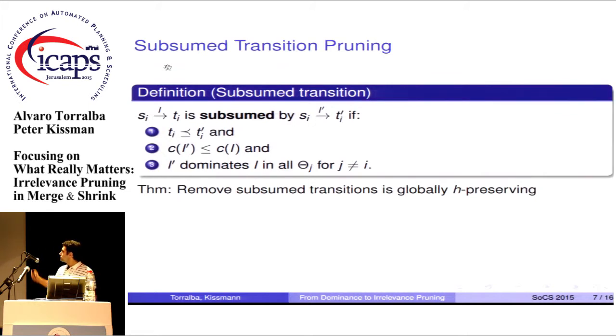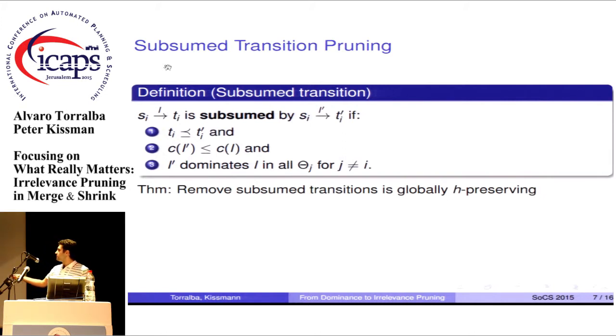Okay, so the definition of this pruning is quite easy. We can prune any transition that is subsumed by another. A transition is subsumed by another basically if they have the same source state, the transition that subsumes the other goes to a better target state, it has lower cost, and its label dominates the label in all the other transition systems.